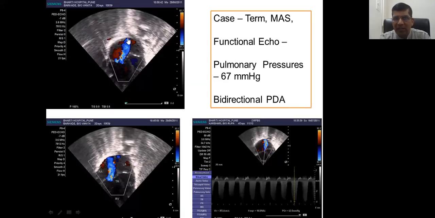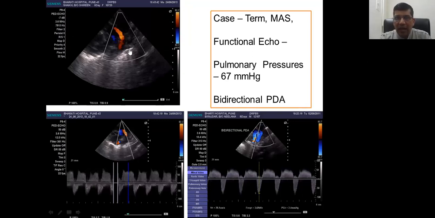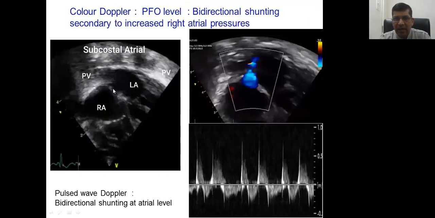Apical 4 chamber, severe TR jet, pulmonary pressure measured 67 with a bidirectional PDA in this baby. And this is the bidirectional PDA in this baby. At the same time, the baby has the bidirectional PFO. This is an example of bidirectional PFO. That's a subcostal long axis at atrial level, RA, LA, and this is what we say. This is the bidirectional at the atrial level.